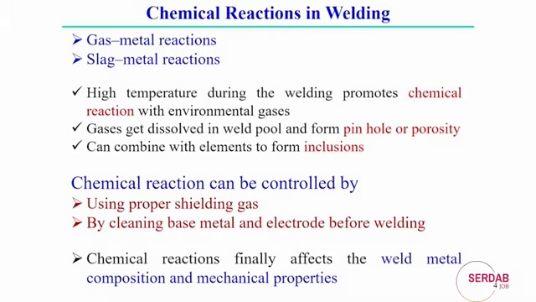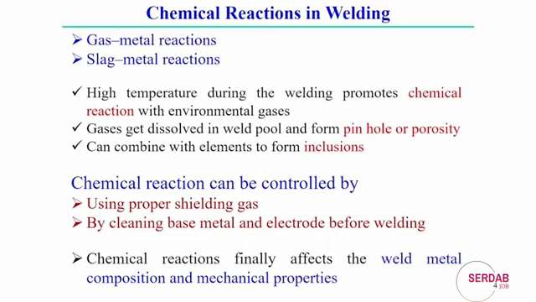So, the slag-metal reaction is also important to analyze, because it finally influences the weld joint strength. These two modes, either using shielding gas or using slag, have the purpose of protecting the molten pool during the welding process. But why is it important? Because fusion welding involves high temperature generation, and that high temperature promotes chemical reaction with the surrounding atmosphere.